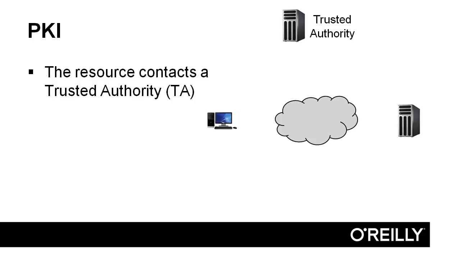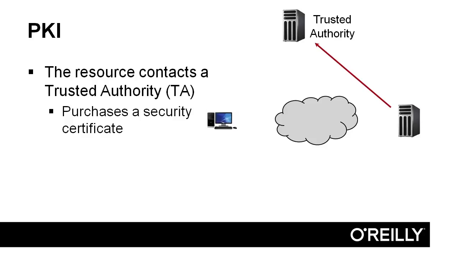So this resource is going to contact what's called a trusted authority. There are a number of these, VeriSign, Thawte, and quite a few of them. But they're going to submit information, create an account with this trusted authority. The trusted authority is going to charge them a certain amount of money to purchase what's called a security certificate. Now, the trusted authority is going to force them to identify themselves in any number of ways.